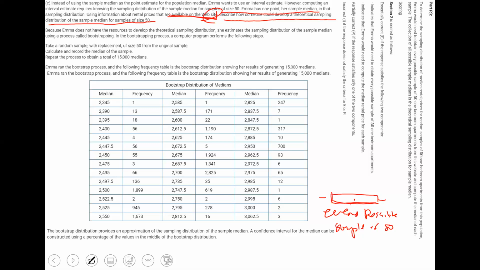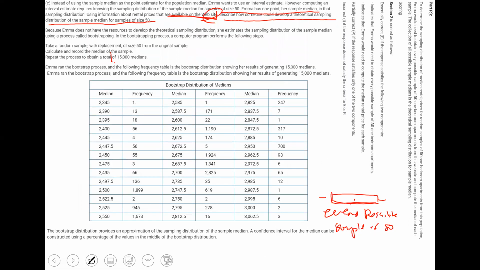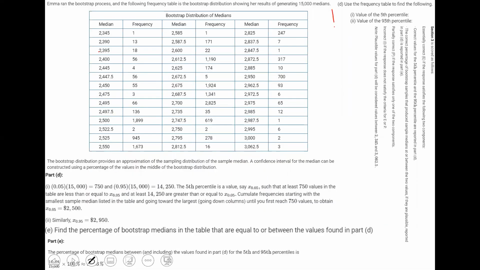I think the bootstrap process of how she collected all this data. Part D was asking, use the frequency table to find the following: the value of the 5th percentile and the value of the 95th percentile. Well, there were 15,000 medians. So to find the 5th percentile, we need to multiply by 0.05 to see what value I get. I get 750, right? So then you count when the 750 happens.